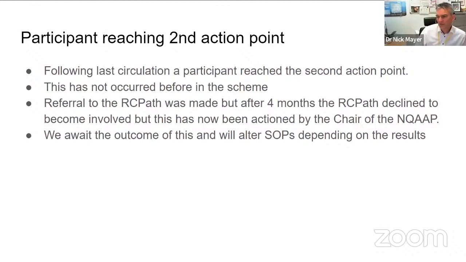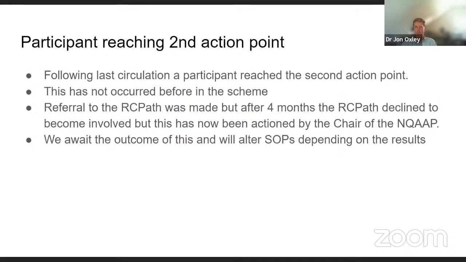There is a comment, actually, John, maybe you could address, about reminding people what the definition of the second action point is. Oh, well, you get a first action point if you have a low score, which is less than 2.5%. 2.5% or 3%? 2.5%. So if you come in the bottom 2.5% in 2 of the last 3 circulations, you become a low scorer. You then receive a very nice letter from Dr. Mayer saying you are a low scorer.